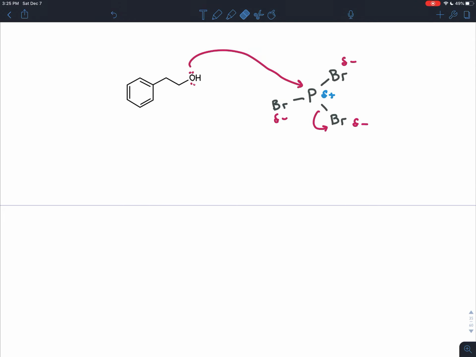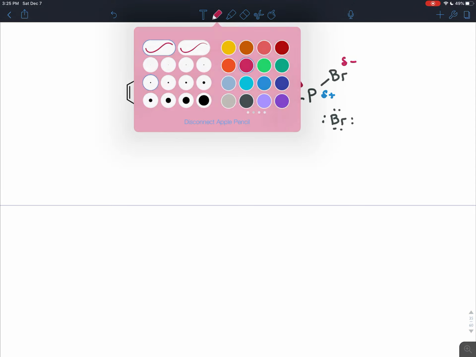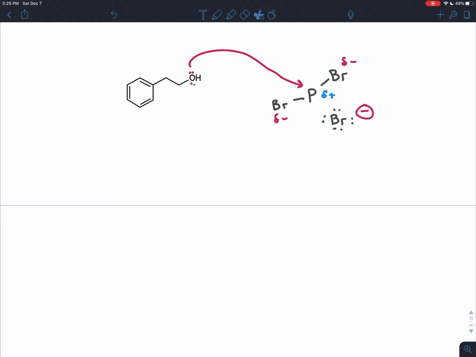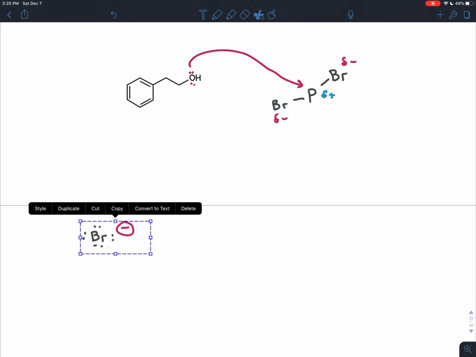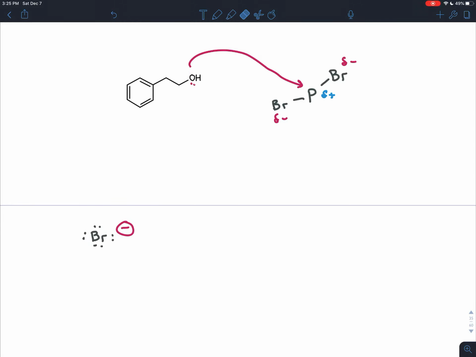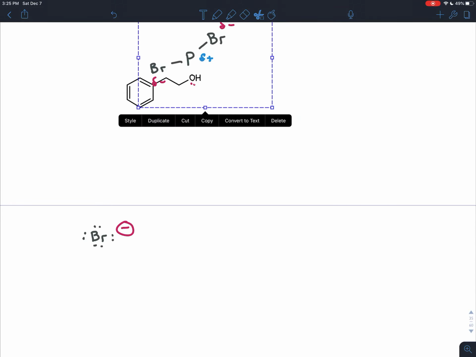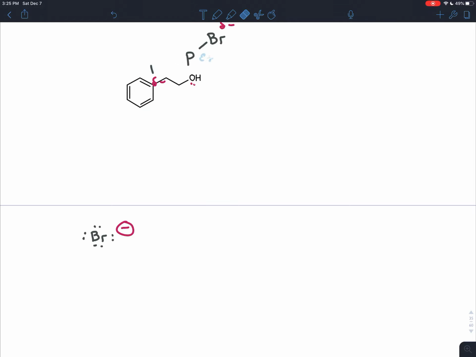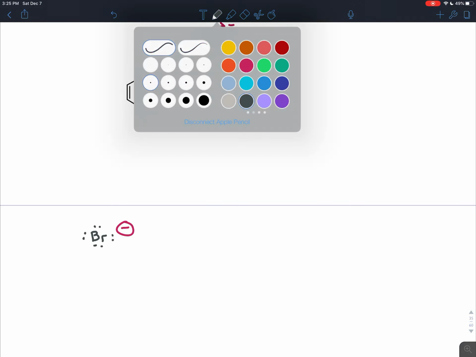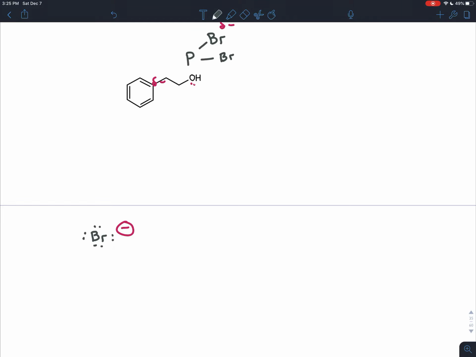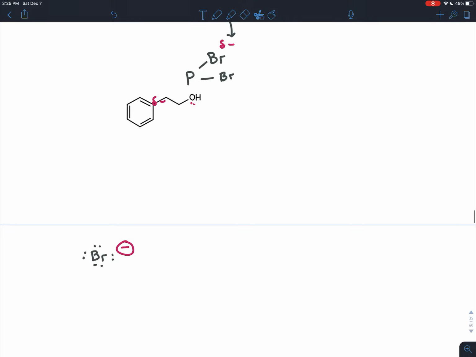First, this bromine is gone. It's separated, it's on its own. It's a bromide ion, so it has a full negative charge. That's the first thing. And the second thing is this oxygen is now going to be bonded to the phosphorus. Let me actually move this one bromine to the other side. So we will have this here.